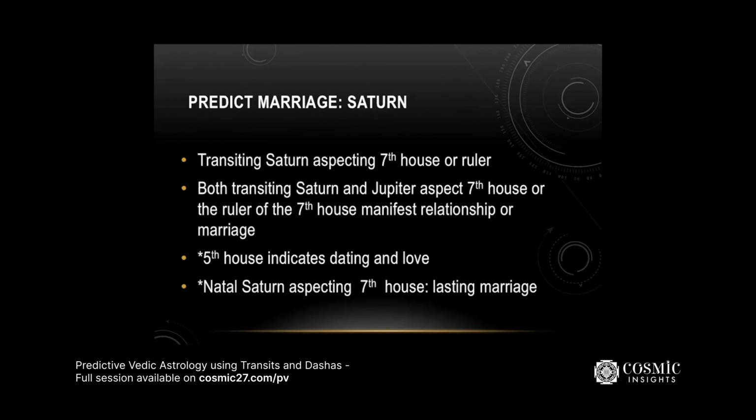So Saturn, who would think Saturn has anything to do with relationships? But when you're predicting marriage and relationships, and you have both Jupiter and Saturn aspecting the 7th house or the 7th house ruler, you can predict marriage. Why? Because together they're a point of manifestation. Jupiter gives opportunities, but Saturn grounds things and makes it happen.